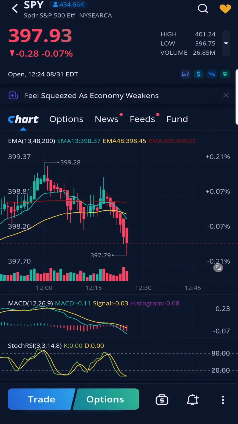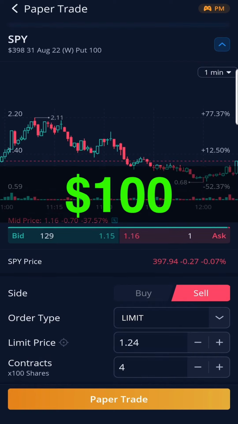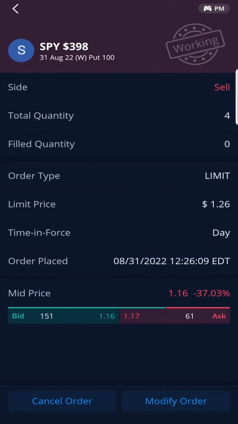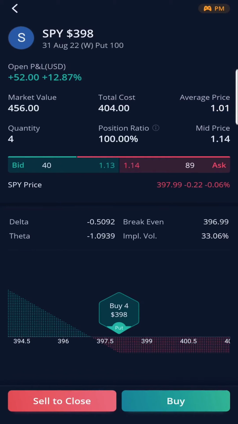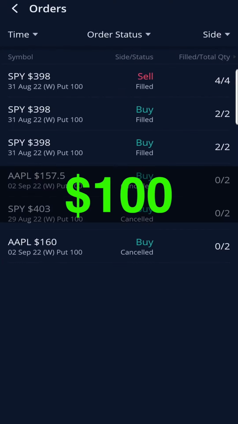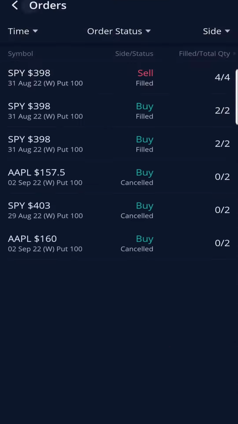I let SPY dip beneath my strike price of $398, where I set up my limit price of 1.26. I would make $25 each or $100 total from this deal with SPY. I wanted to set up my take profit and stop loss, but Webull doesn't have that functionality on paper trades. Later, Webull sold my 4 contracts of SPY at my limit price of 1.26. I made $100 in paper trading of options for today. Great thing! It's just practice money.